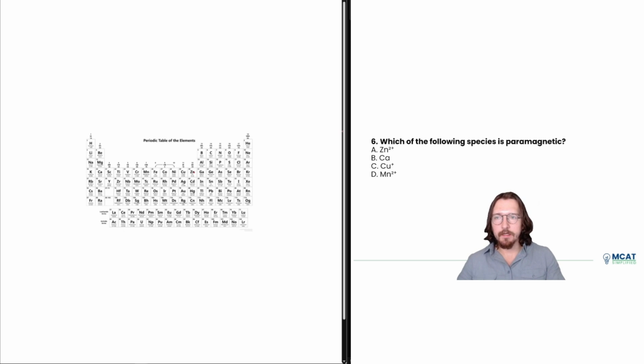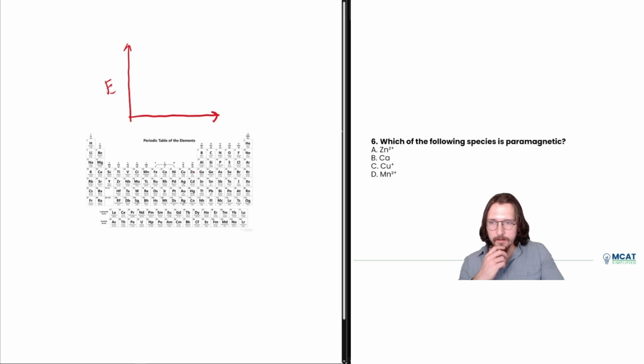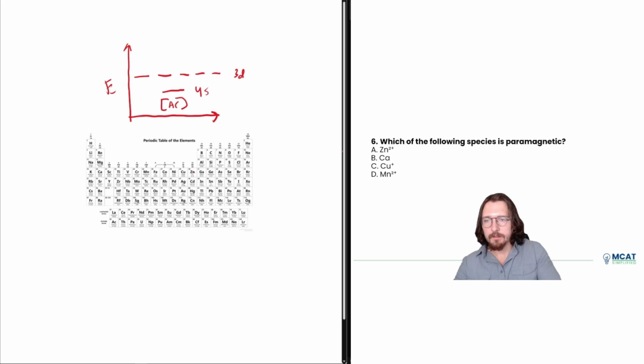We'll start with zinc 2+. We'll just draw an energy diagram with orbitals, so this is going to be increasing energy. Zinc is going to be in this period here, and argon is the noble gas right behind it. With zinc, we'll start with 4s, and then there are also going to be 5 3d orbitals. This is 3d, this is 4s, and we're just going to start filling the orbitals one by one.